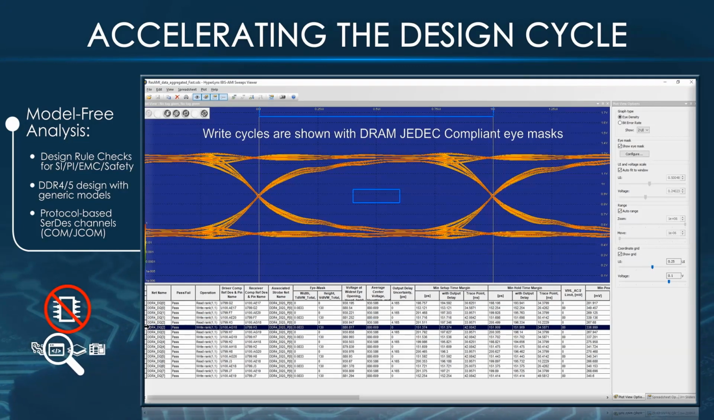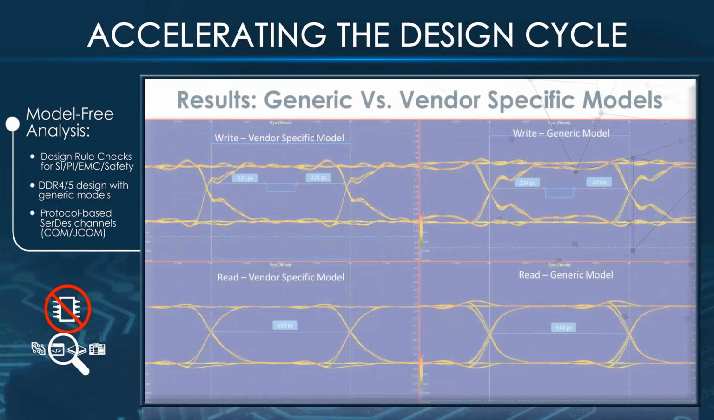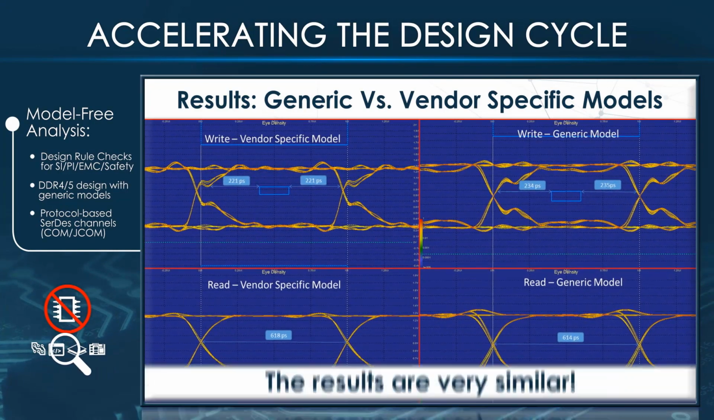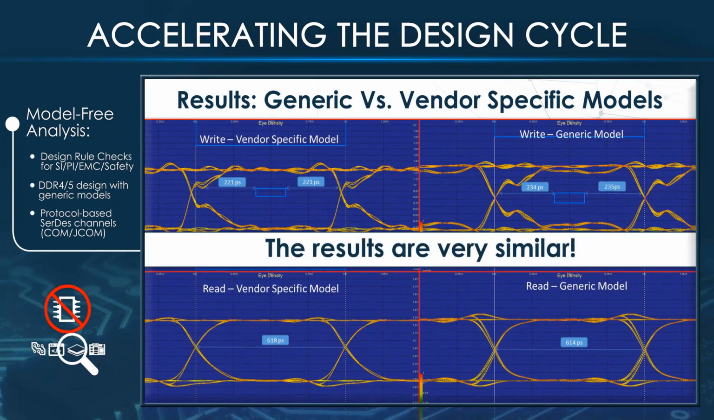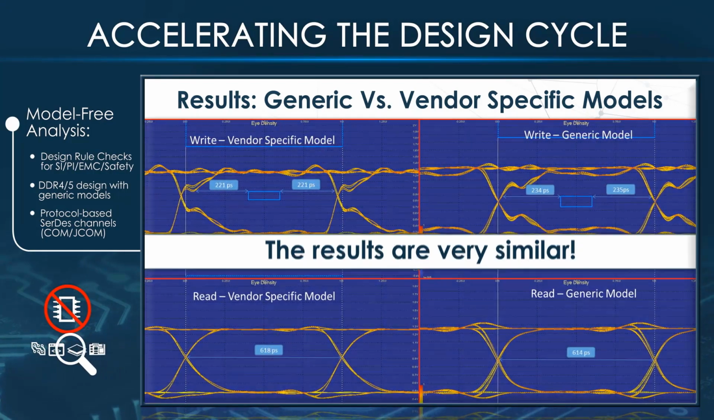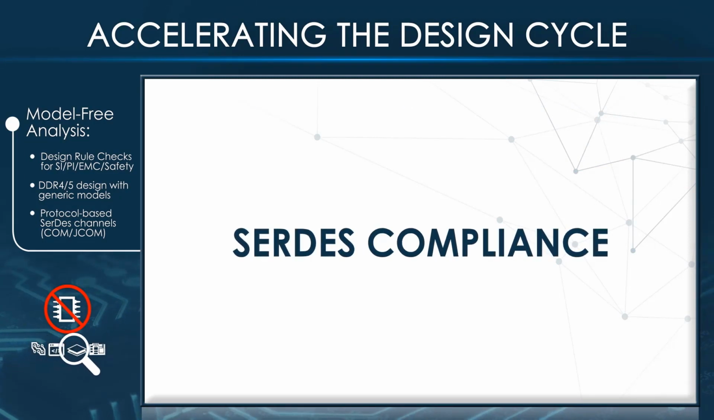The DRAM eye mask is in there, and then here we can see, as we might expect, things don't look quite as good on the write cycle, but we still get our results. And if we compare that to what the simulation would look like with the actual vendor-specific models, we do get very similar results. So I was able to get those results without having to rely on a vendor model.